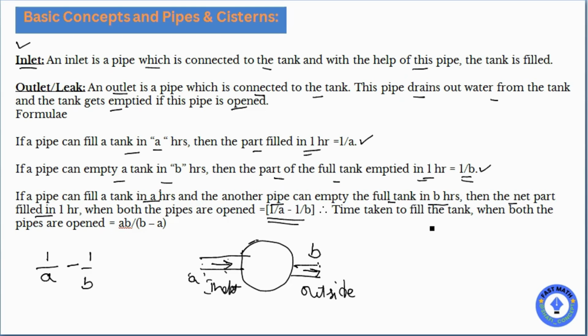The time taken to fill the tank with both pipes will be A into B by B minus A. How have we achieved this? Just take the LCM of this, the bottom is AB, and the top is B minus A. This is for 1 hour. The total time will be the reciprocal of this, that is AB by B minus A. Reciprocal means it should be divided into 1 by this one. This is called the reciprocal.